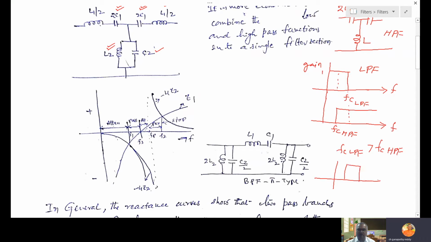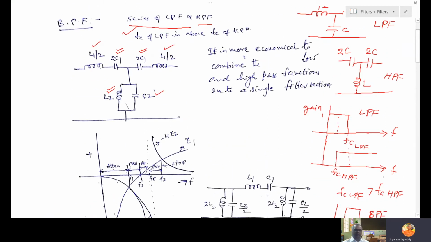A band of frequencies is passed. So this is FC low pass filter. This is FC high pass filter. So it looks like a band pass filter. So this is one way of implementing.